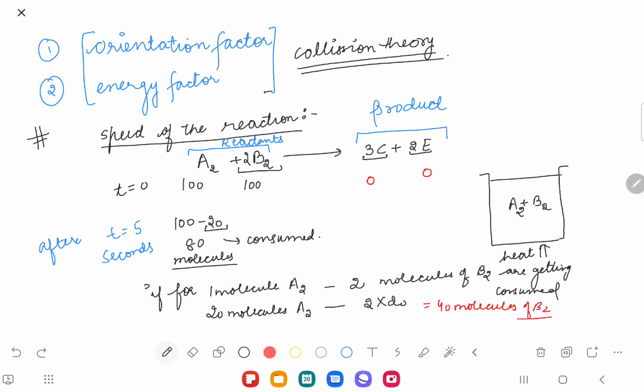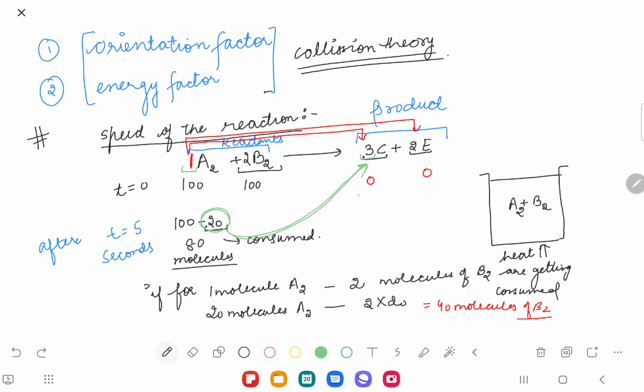Okay. Then you tell me, from one molecule of A2, we see that 3 molecules of C and 2 molecules of E are being formed. So what would that mean? From one molecule of A2, three molecules of C are formed. So if 20 are getting consumed, that means they're all getting converted into product, isn't it?